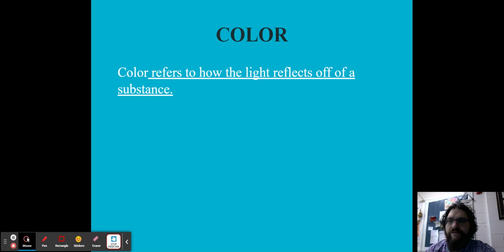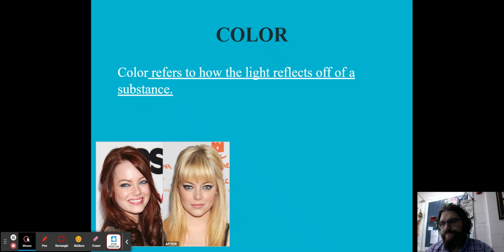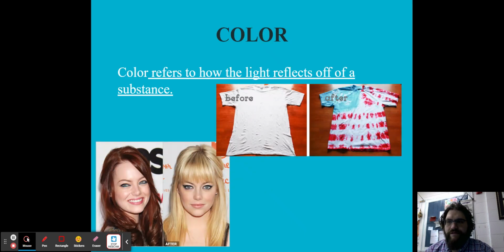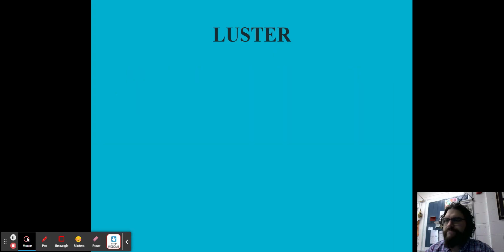Color refers to how light reflects off a substance. This again is a review because we discussed this when we talked about light and the electromagnetic spectrum. So color is what we perceive after it's been reflected off of an object. So the color of your hair, physical property. You tie-dye something, physical property.